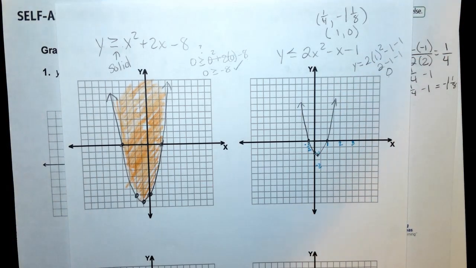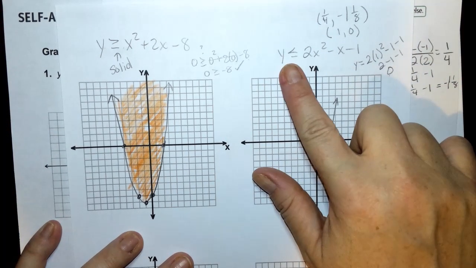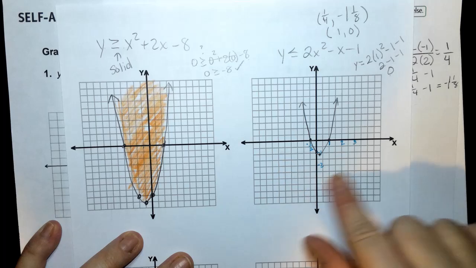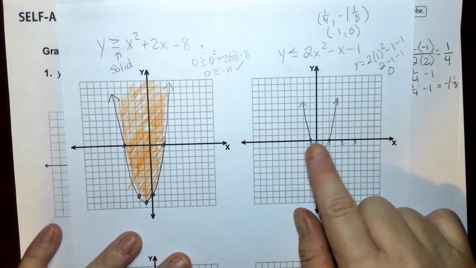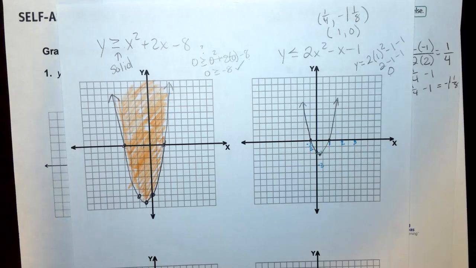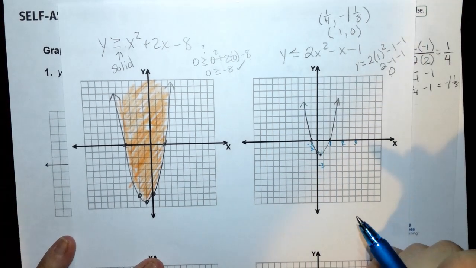All right, where do we shade? Do we shade here or do we shade here? It does say y is less than, so I'm assuming we're going to shade here. We haven't tried one where we got a not true statement. So let's do 0, 0 and see what happens. So we're going to test 0, 0 into this inequality.